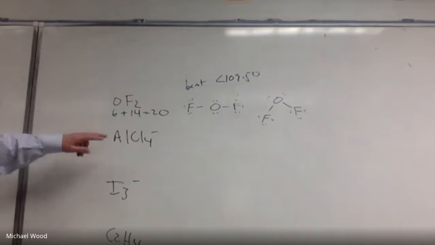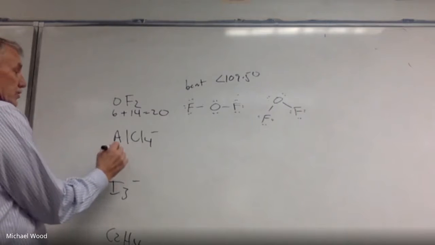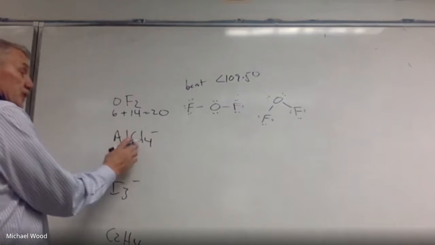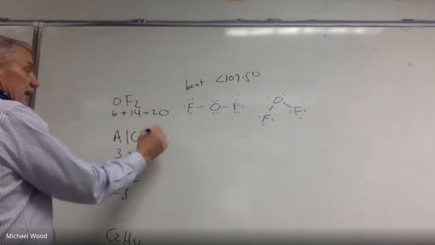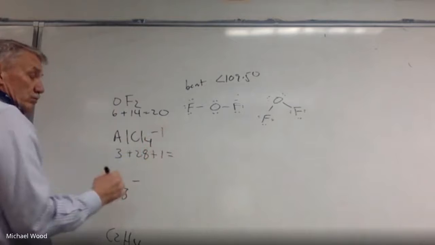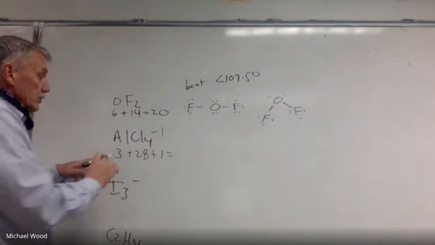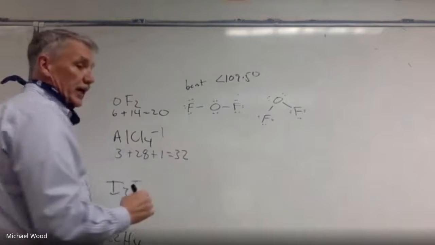Okay, the next one. So aluminum has 3 valence electrons and chlorine has 7. 7 times 4 is 28. And then the negative 1 charge means it has gained 1 more electron. So I have 32 total dots.